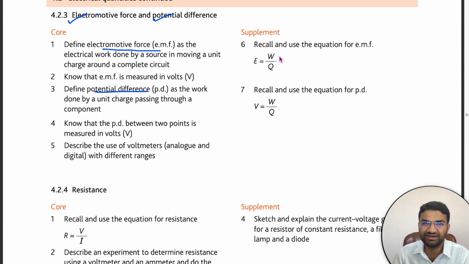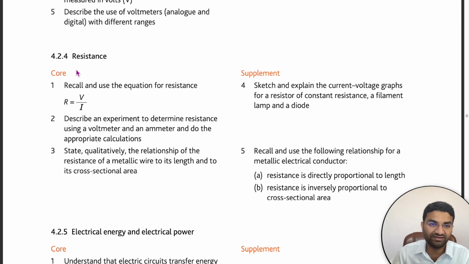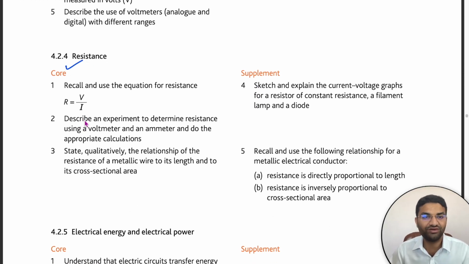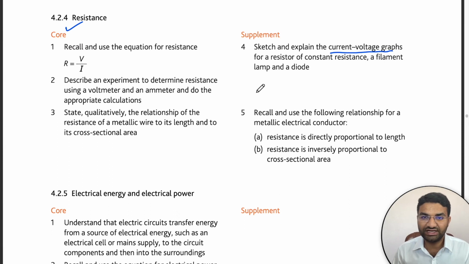Okay, for extended students, you have a formula: E is equal to W over Q, and V is equal to W over Q, and numerical problems on this one. Next, resistance: V is equal to IR, or R is equal to V over I. Ohm's law. For extended students, you have to learn and understand the current-voltage graph and how resistance affects it.